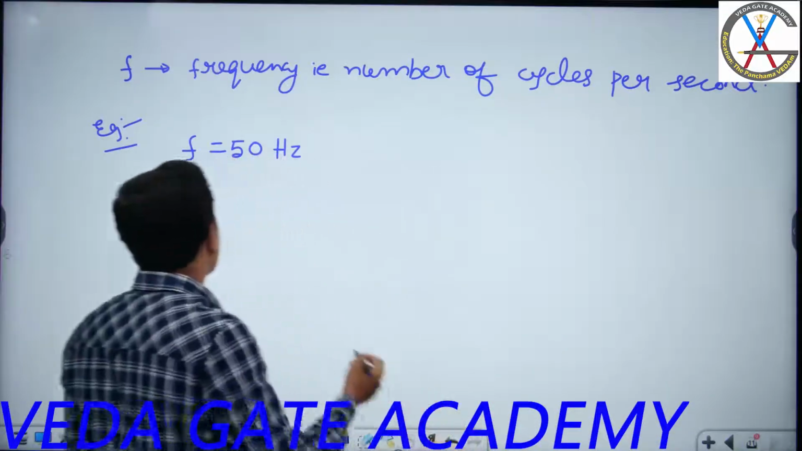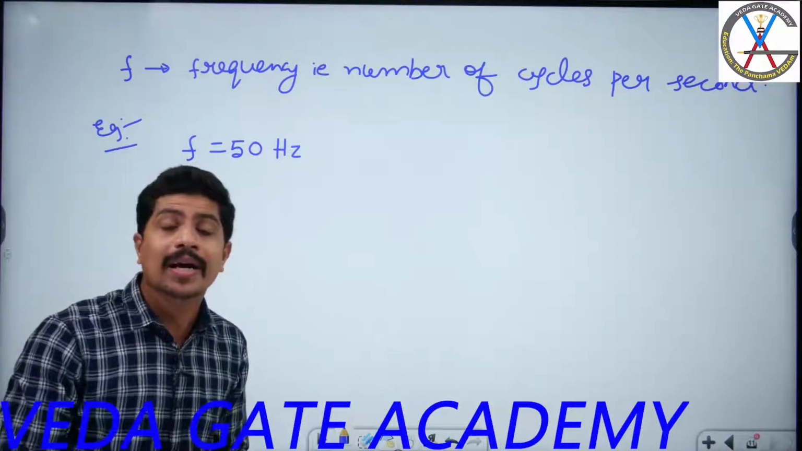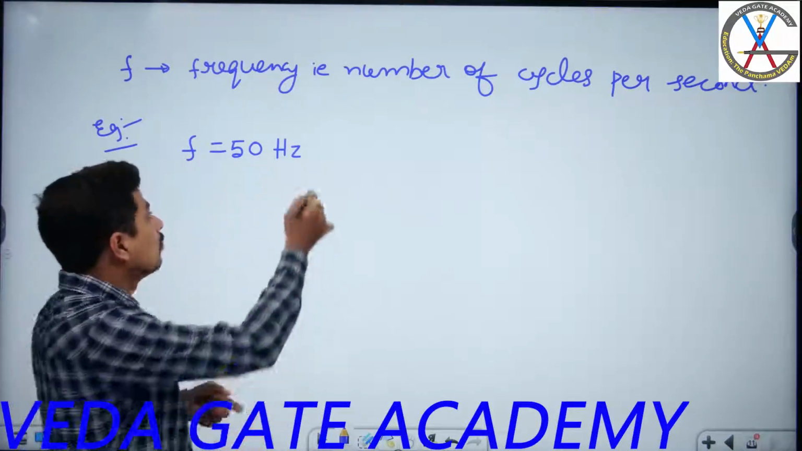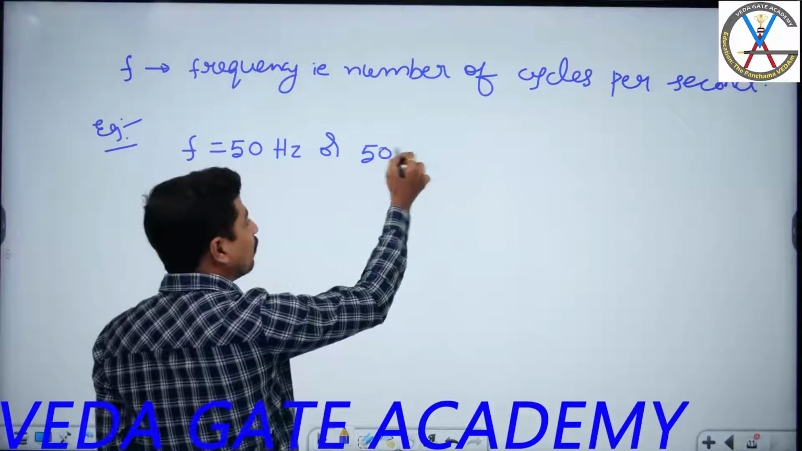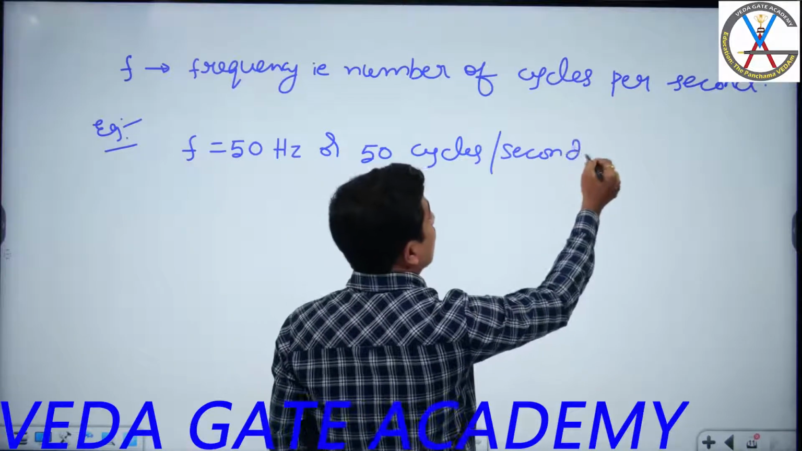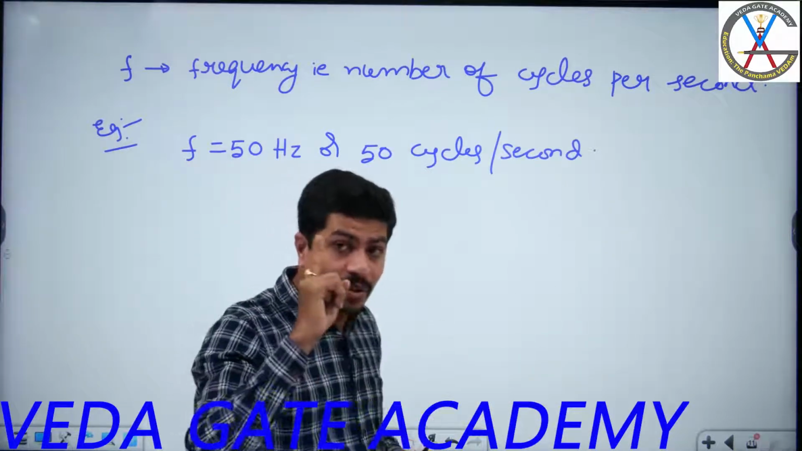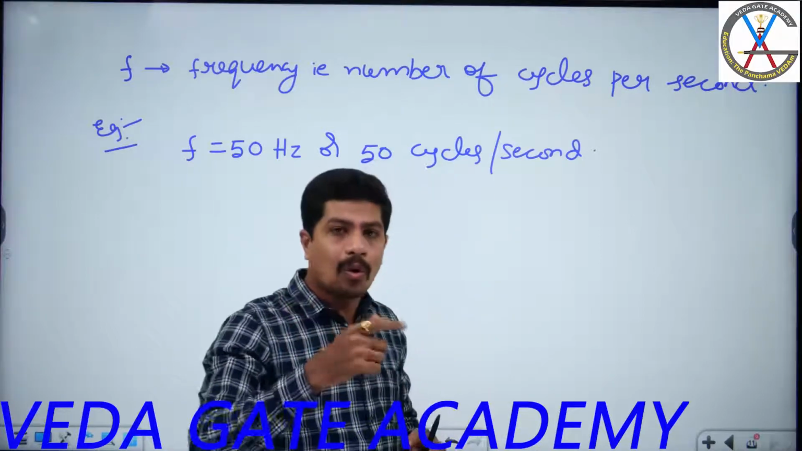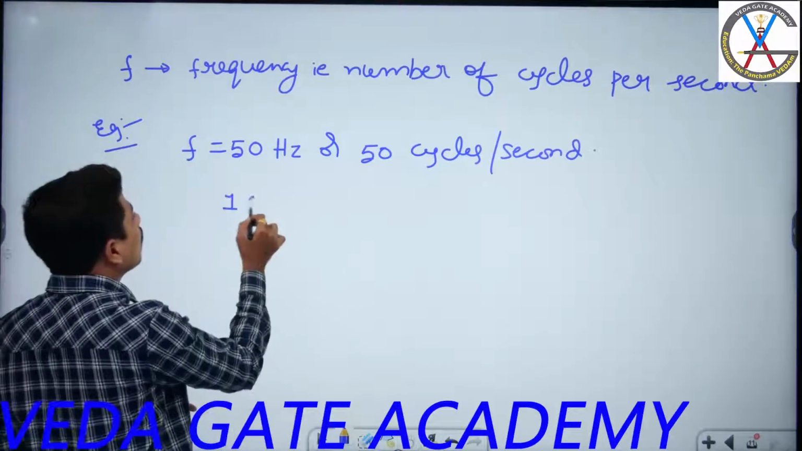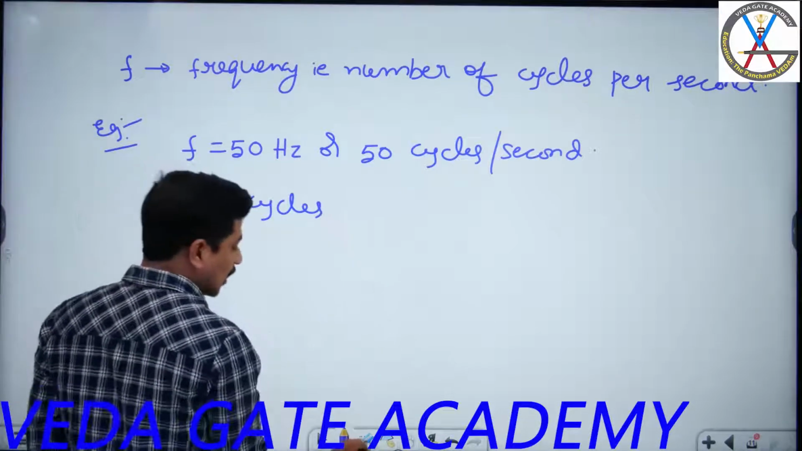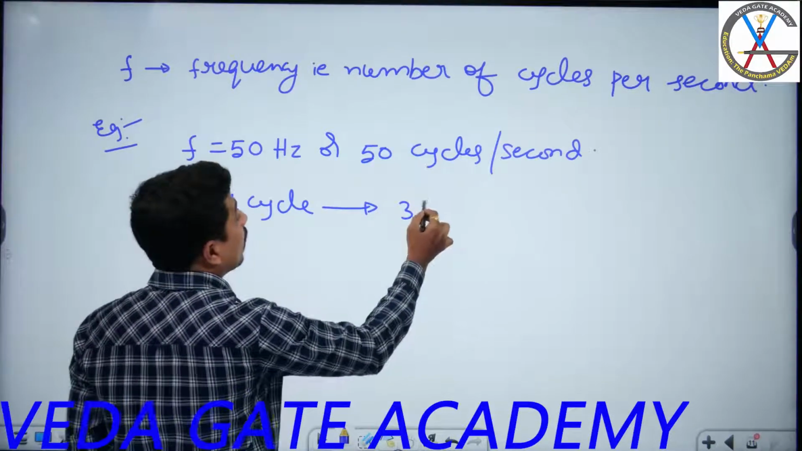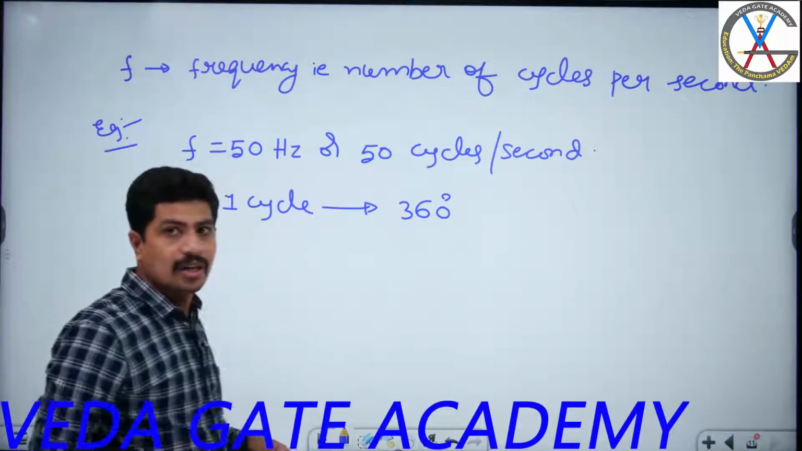Come on, F is equal to 50 Hertz. What does it mean? 50 Hertz means 50 cycles per second, 50 cycles per 1 second. Within 1 second, our current or voltage is making how many cycles? 50 cycles. Now you tell me, 1 cycle means how many degrees? 360 degrees. 1 full cycle.